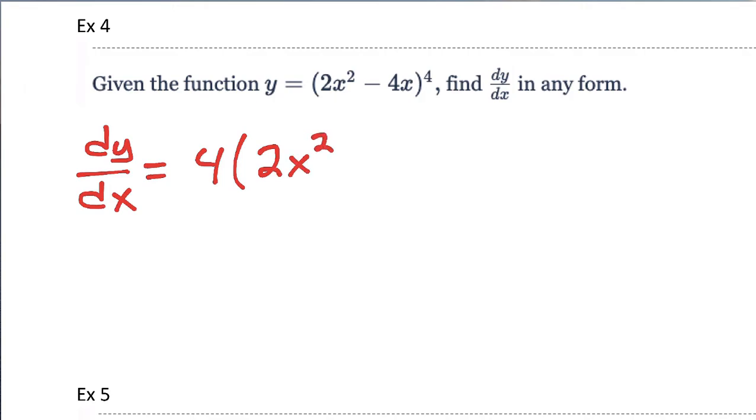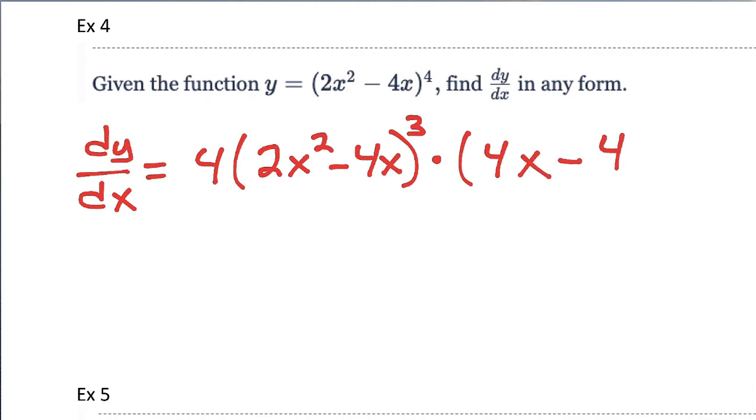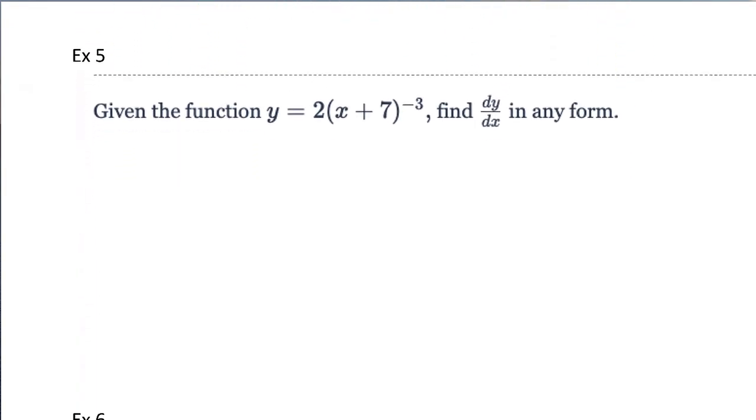Leave the inside all alone. Reduce the power by 1. Now we have to differentiate the inside, which is 4x minus 4. And you should be familiar with those power rules, because those are something that you should just know how to deal with.